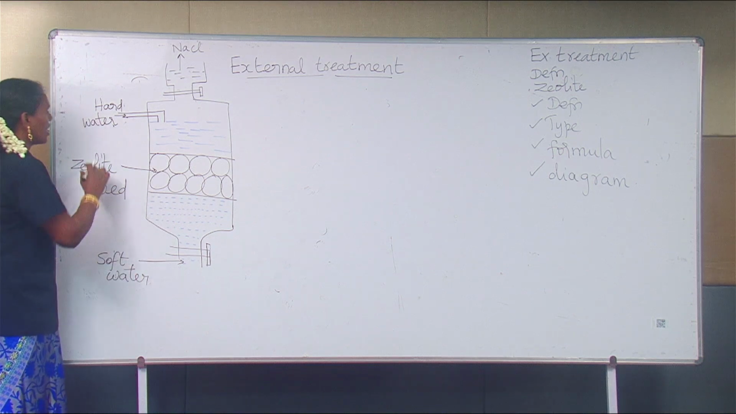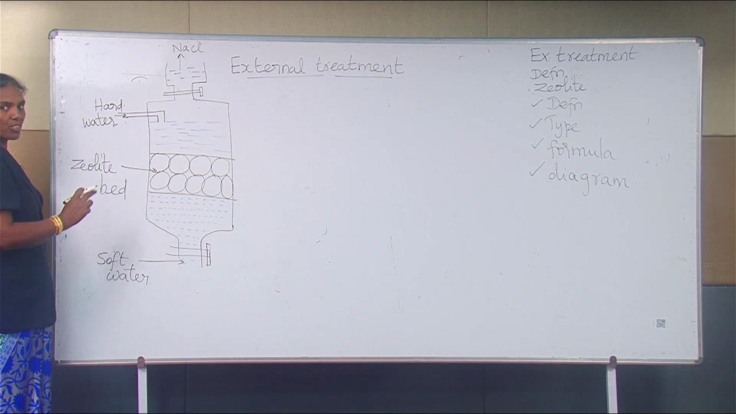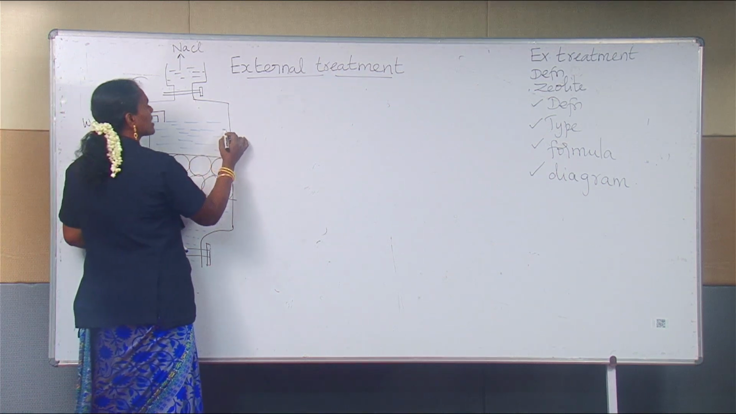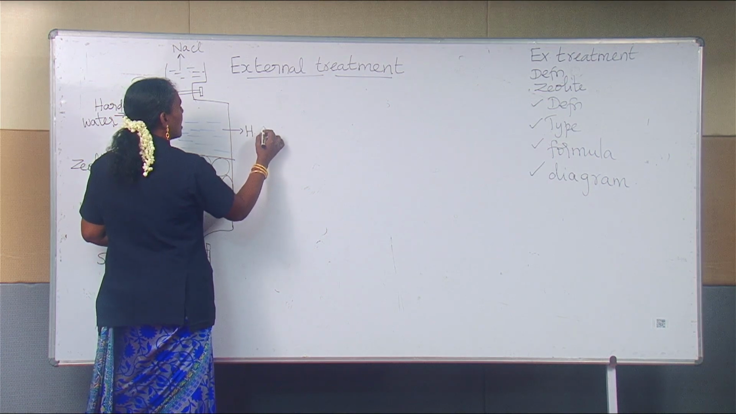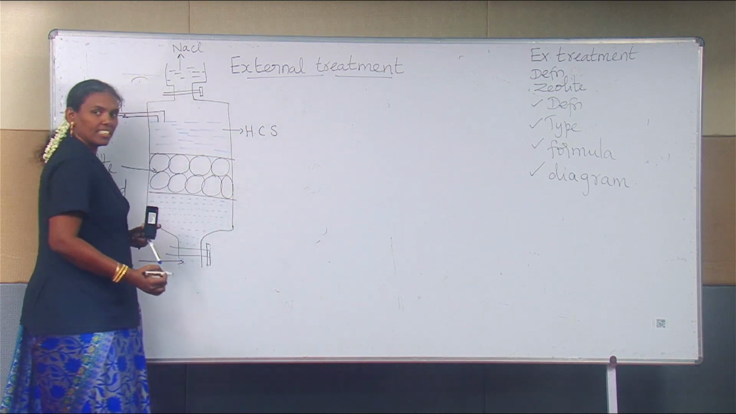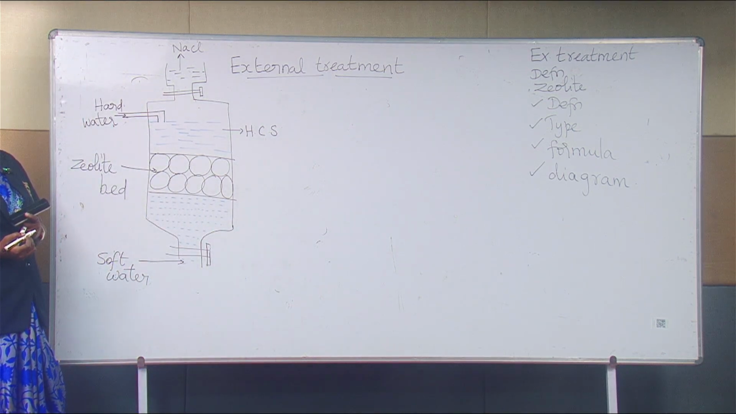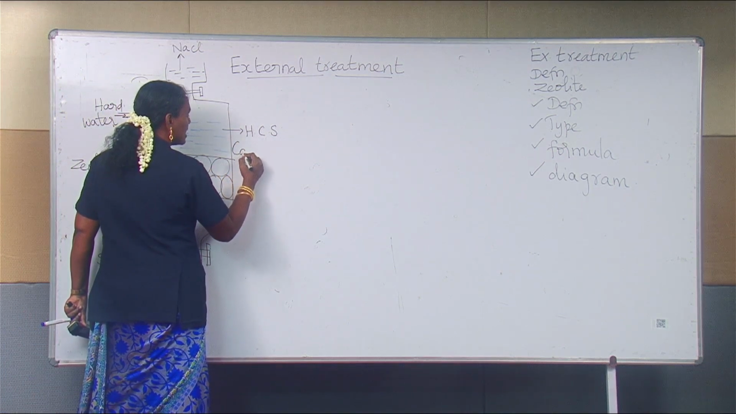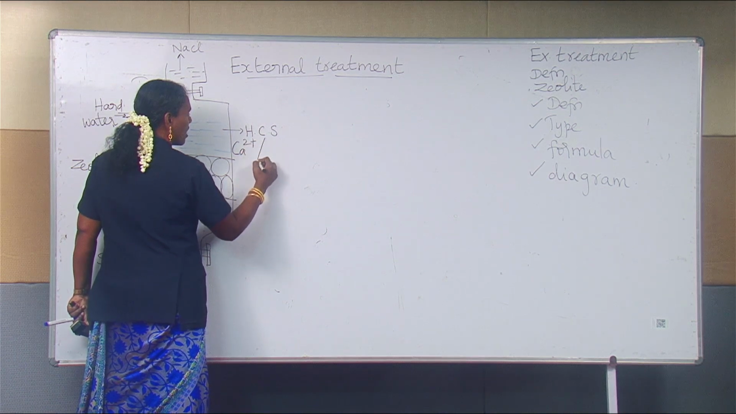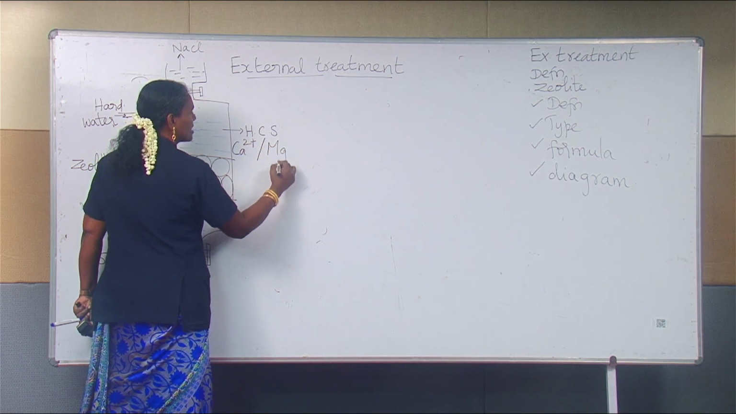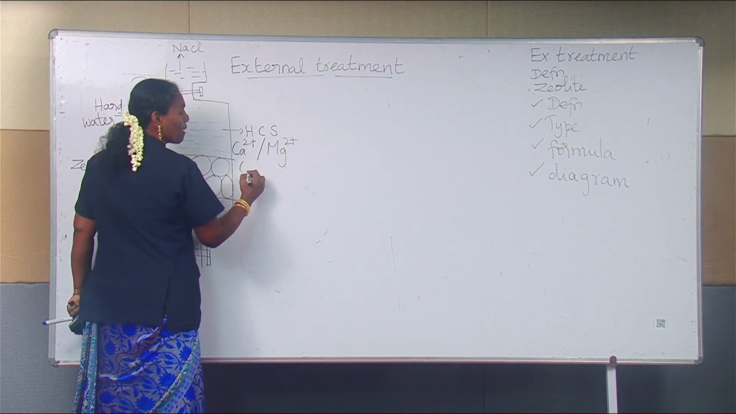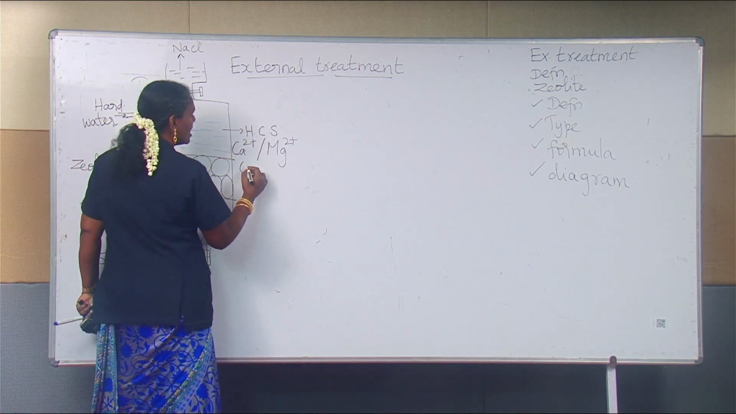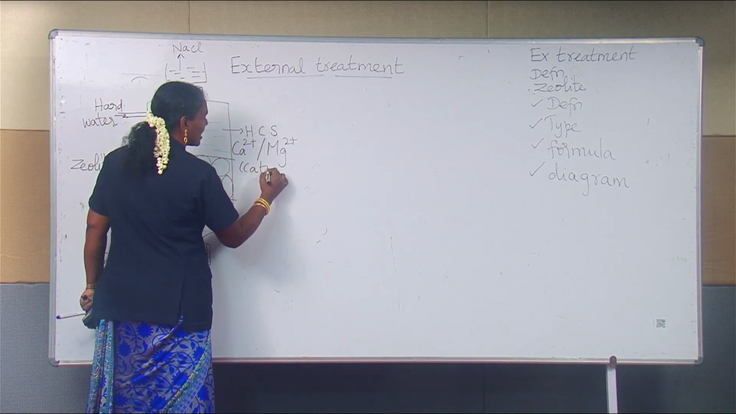Clear? Hard water, zeolite bed, soft water. So what I am saying, hard water contains hardness causing salt. Hardness causing salts means cations. Which salts are hardness causing? Ca2+ or Mg2+. These two positively charged ions are called cations. These two are actually hardness causing cations.